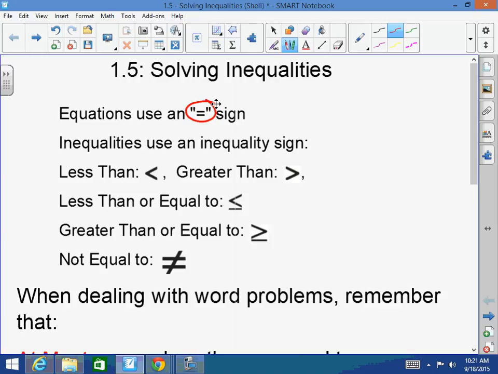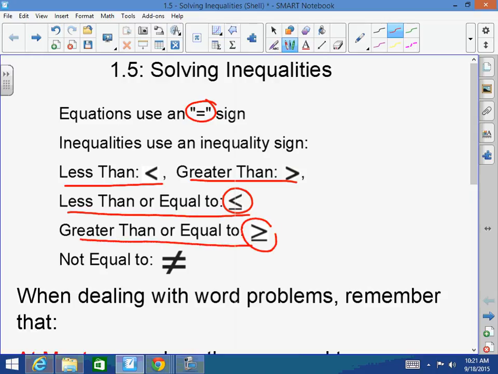Inequalities use inequality signs. Less than, greater than, less than or equal to. Please remember when it's less than or equal to, there is a possibility of it being equal as well. Greater than or equal to, again, please remember it's a possibility of being equal. And then not equal to is just an equal sign with a slash through it. Those are the inequalities, okay? So whenever you see a number sentence with an inequality symbol in it, you're talking about an inequality. It is no longer considered an equation.